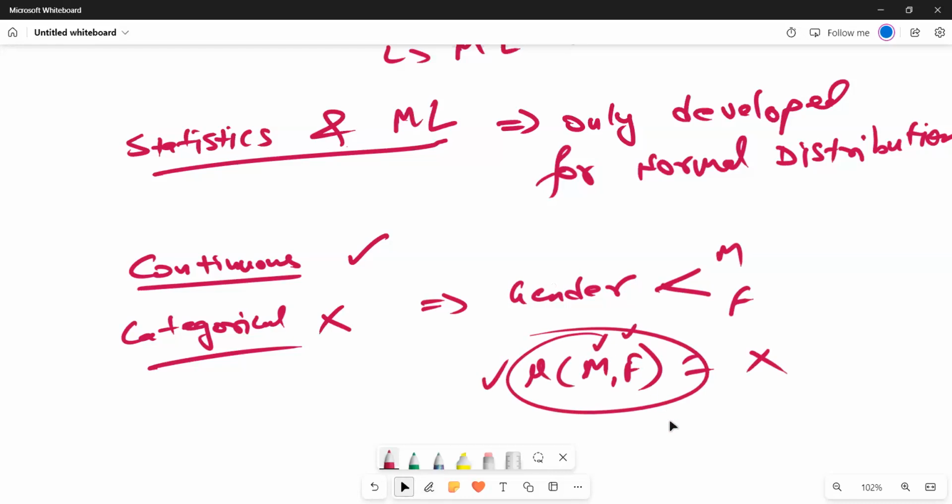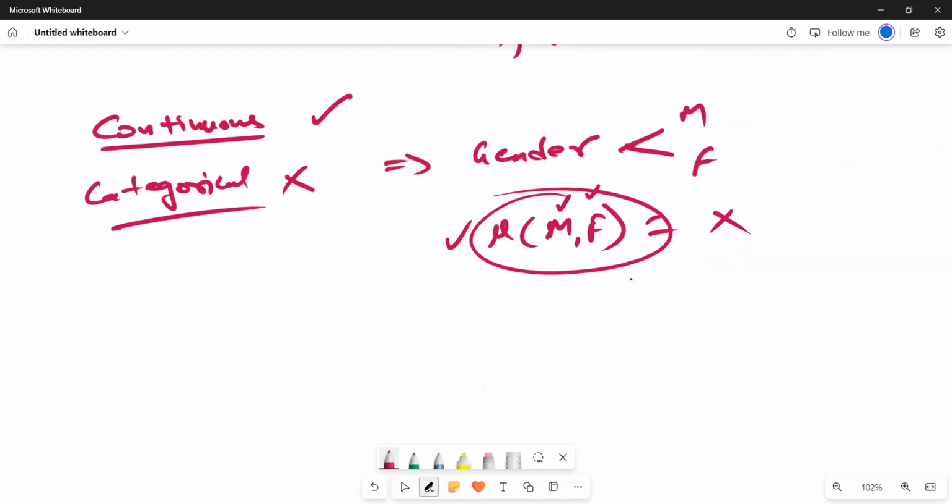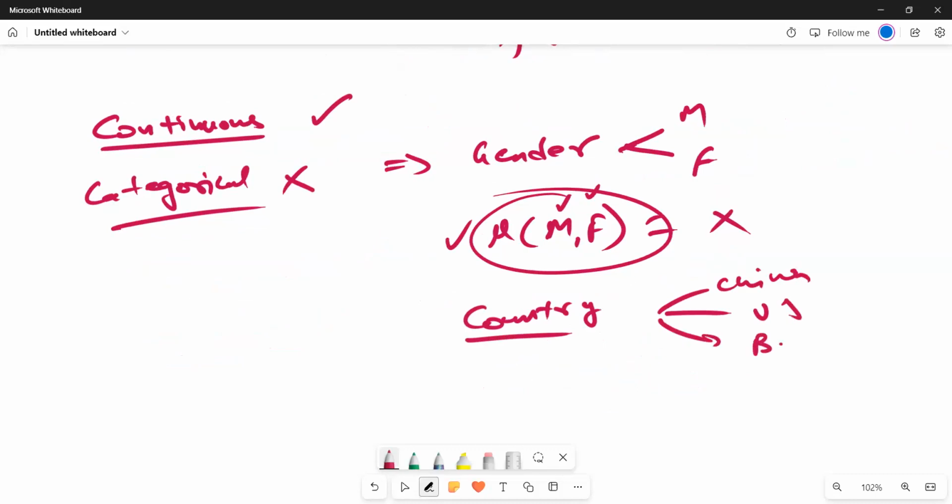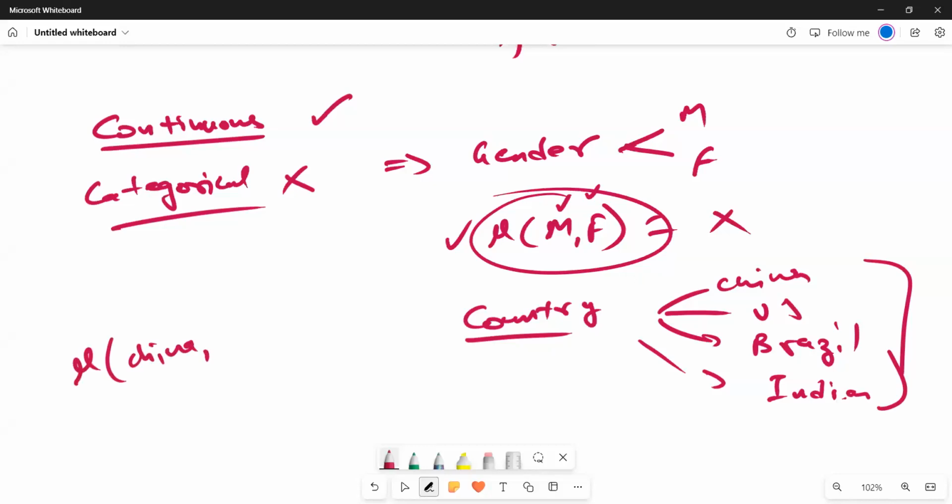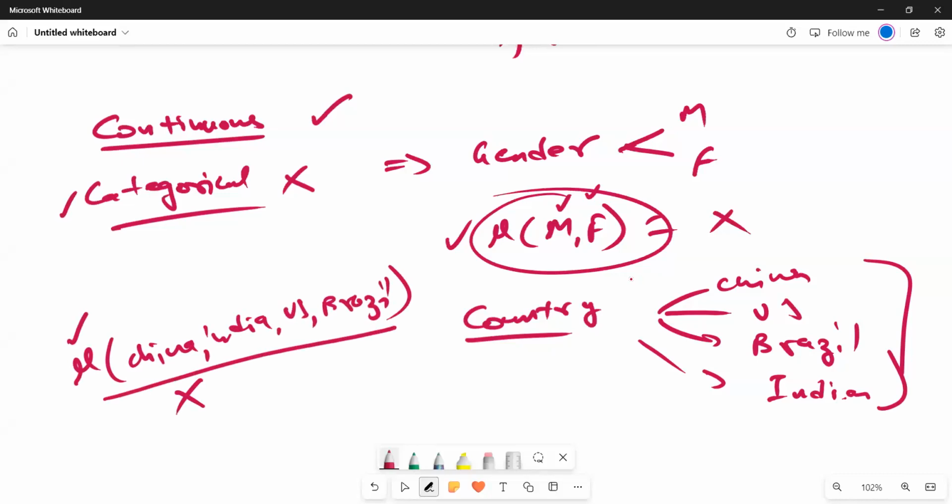At the same time, let's say I have the country column, where the name of the country is present. Maybe I have China, US, Brazil, India. If I ask you to calculate the mean of all these values, you won't be able to calculate it, because these are not continuous data. You won't be able to calculate because this is categorical data. This generalizes to every column that is categorical in nature.